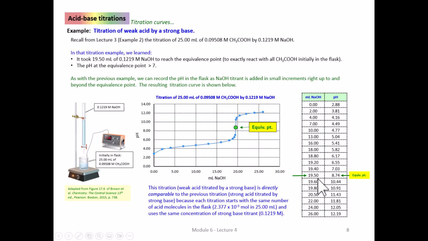If we did that, the titration curve would look like this. Remember, the equivalence point is when we've added 19.5 milliliters of sodium hydroxide, and here the pH is greater than 7. It's actually 8.74. We've worked that out previously.